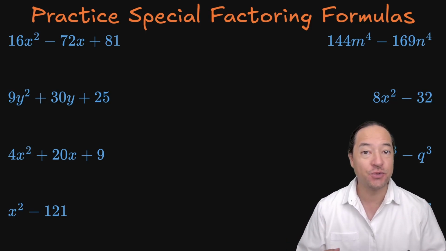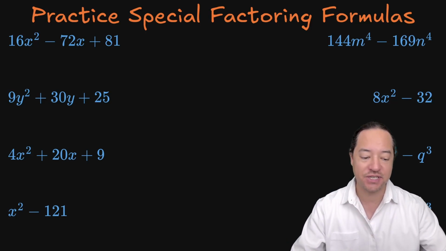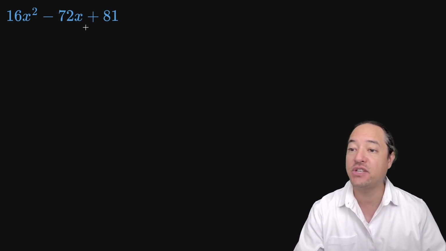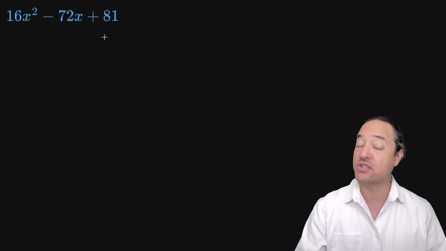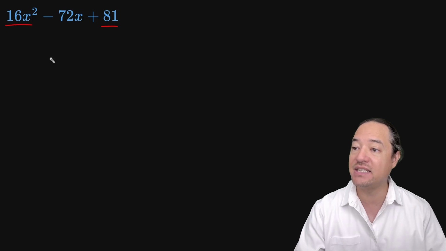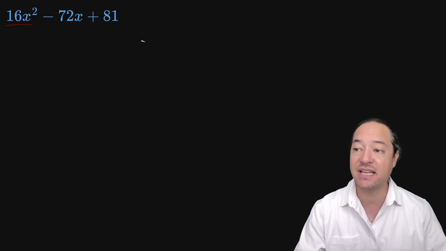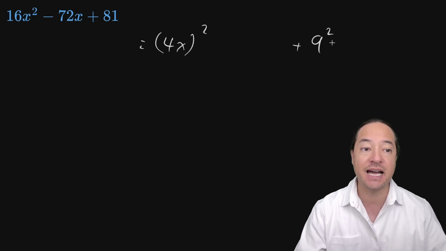All right, hopefully you were able to do all of them. Let's try them out together. So for this first one, 16x squared minus 72x plus 81, this is a trinomial, and notice that these values here, these are perfect squares. So I want to write this as some kind of 4x quantity squared, and I guess that'll be a minus sign. Then at the end here, we'll write 81 as a 9 squared, okay?